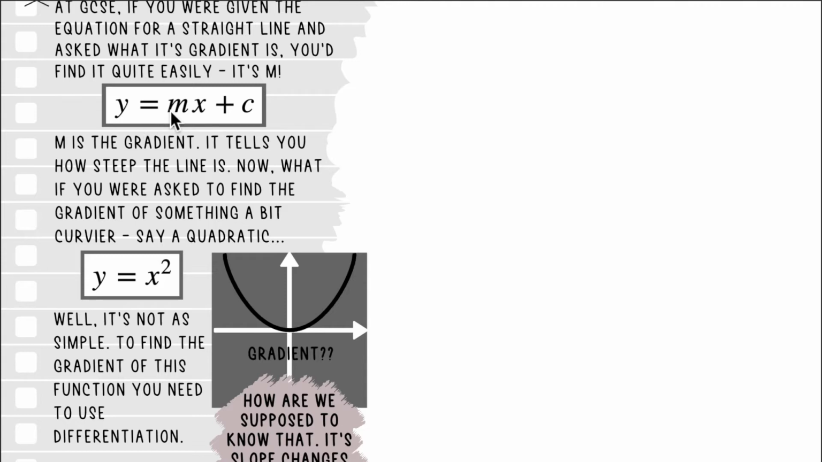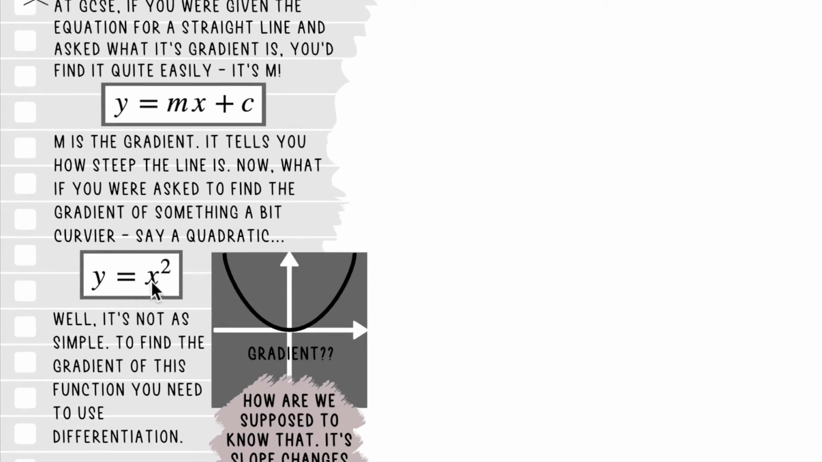Now, what happens when you don't have an equation of a straight line? What happens, say, if you have a quadratic, something like this? Really simple, y equals x squared. How do you find the gradient of this? There's nothing you've learned that says, oh, you just pick out a certain number from the equation. That doesn't happen with these. And the reason why that doesn't happen is because the gradient of this graph, when plotted, isn't constant. Like, its gradient keeps changing all the time.